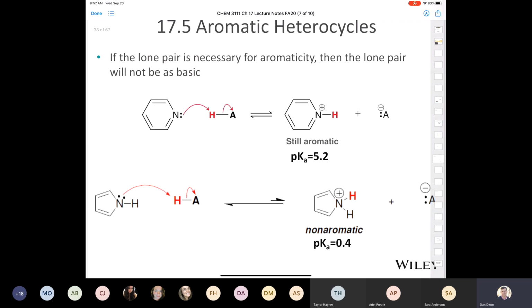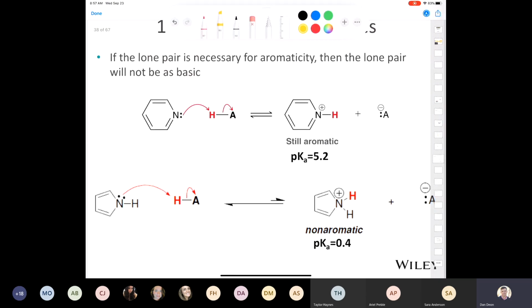Now, pyridine is a base. Okay, pyridine is a base. I just want to make sure you know which one is pyridine. So here's pyridine. Okay, and why is pyridine a base? Because the lone pair is available, right? If the lone pair accepts a proton, which is the Bronsted definition of a base, you still have an aromatic compound, right? Beautifully aromatic.